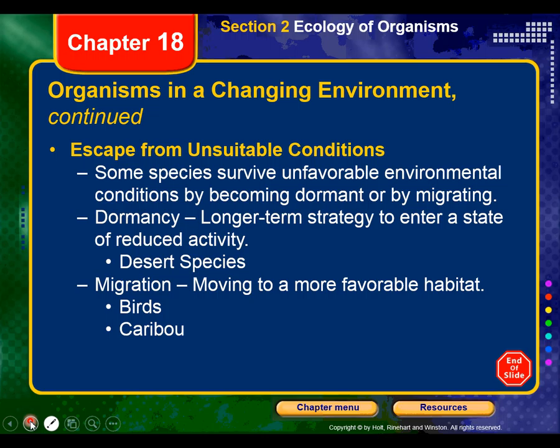Migration. These are things like we saw in the video. We talked about caribou moving across Canada, birds flying from South and Central America all the way up into their breeding grounds near the Arctic Circle. Those are examples of migration. So they're moving to more favorable habitats when they can.